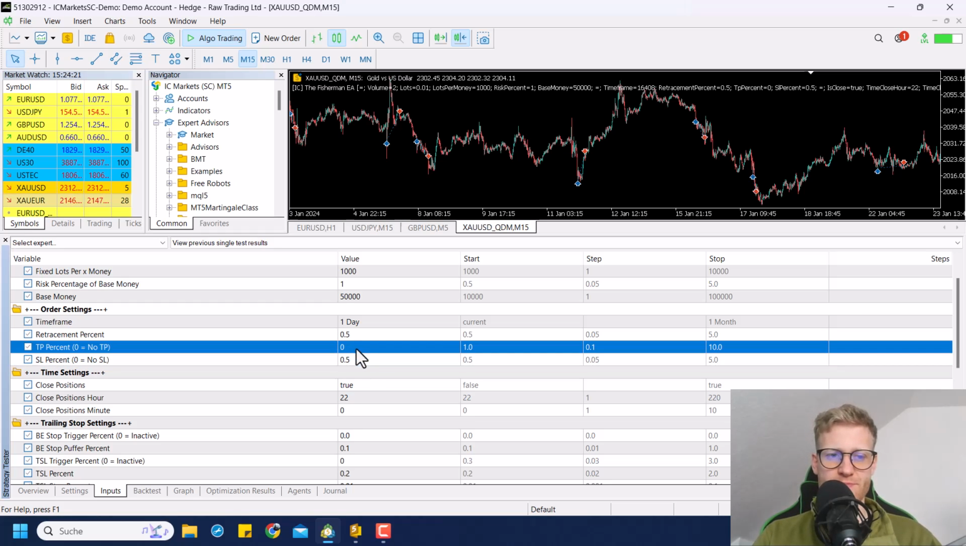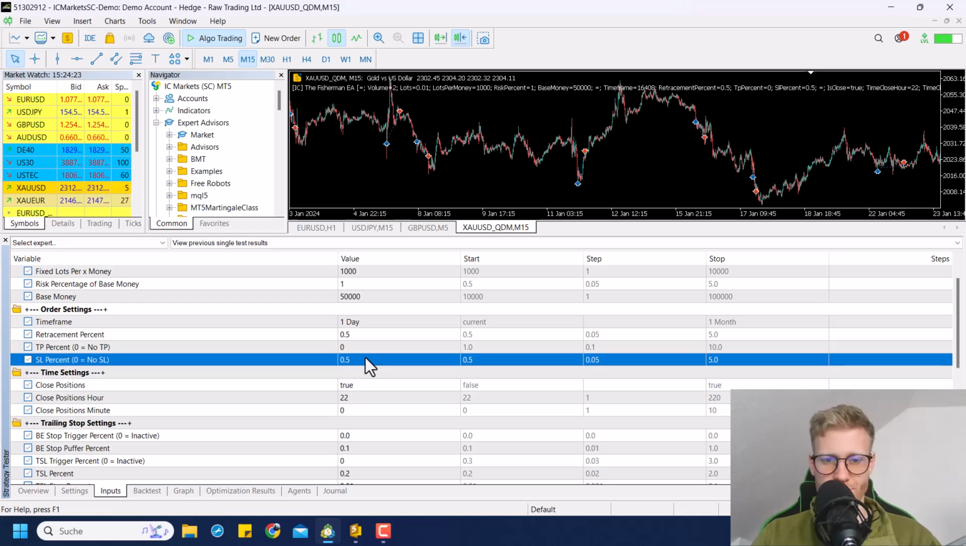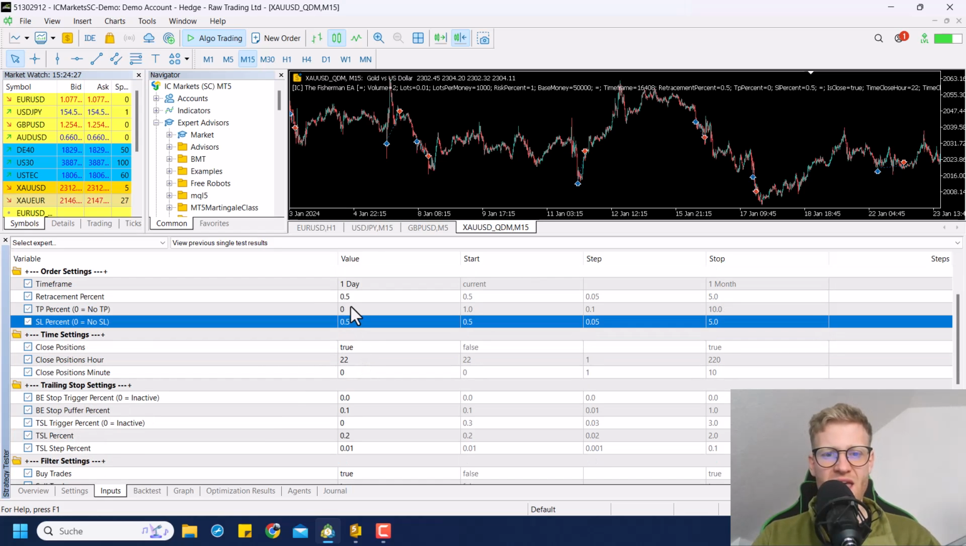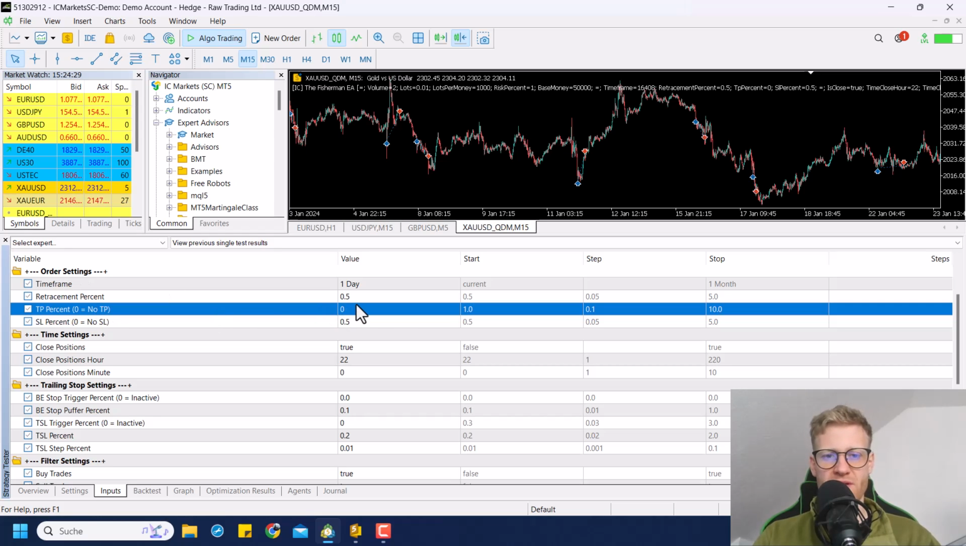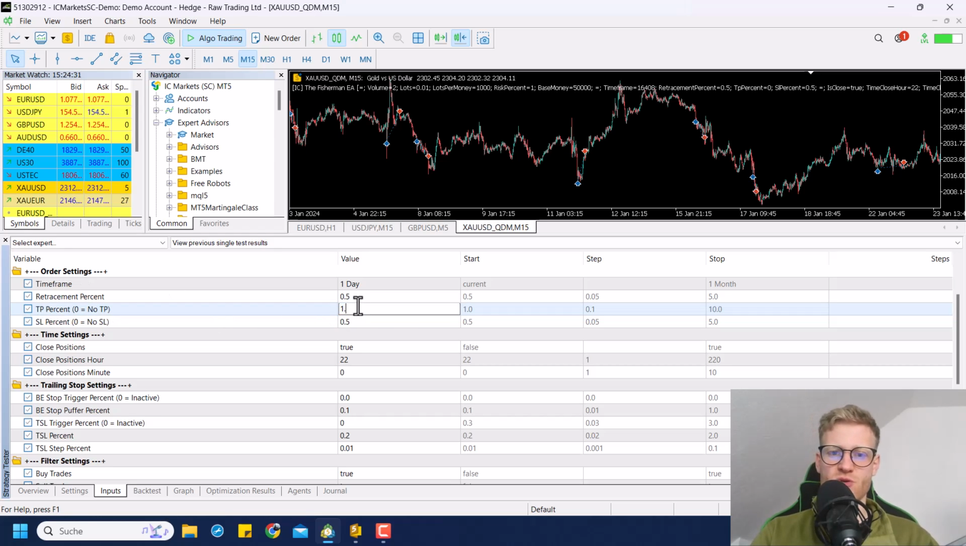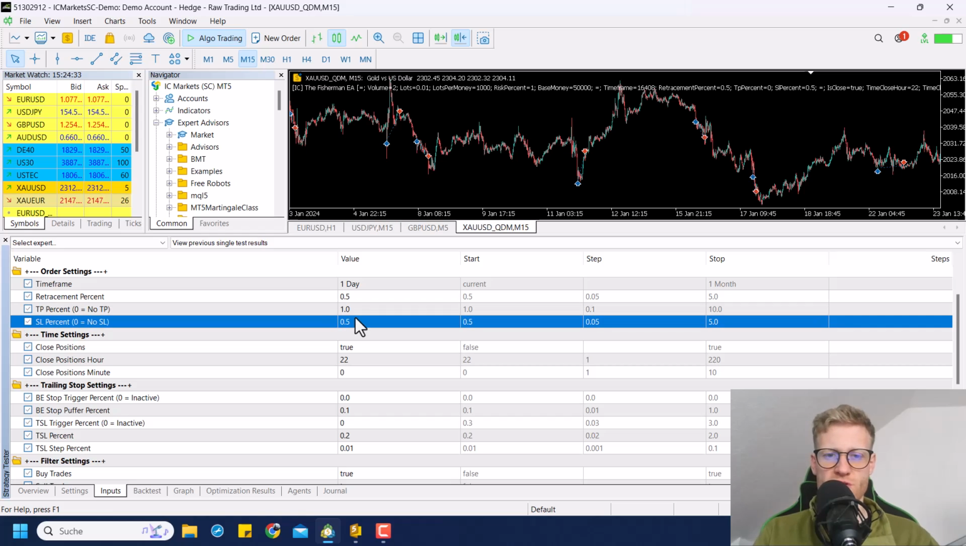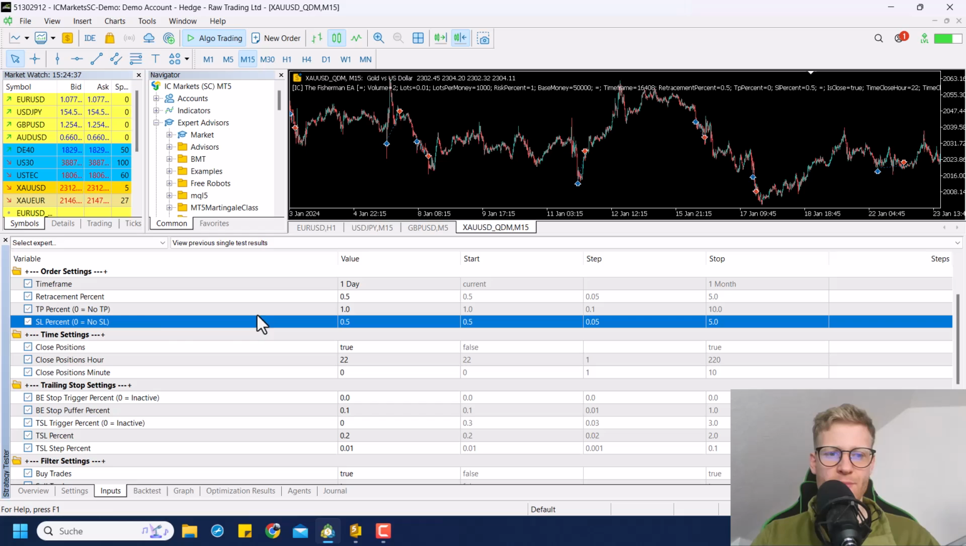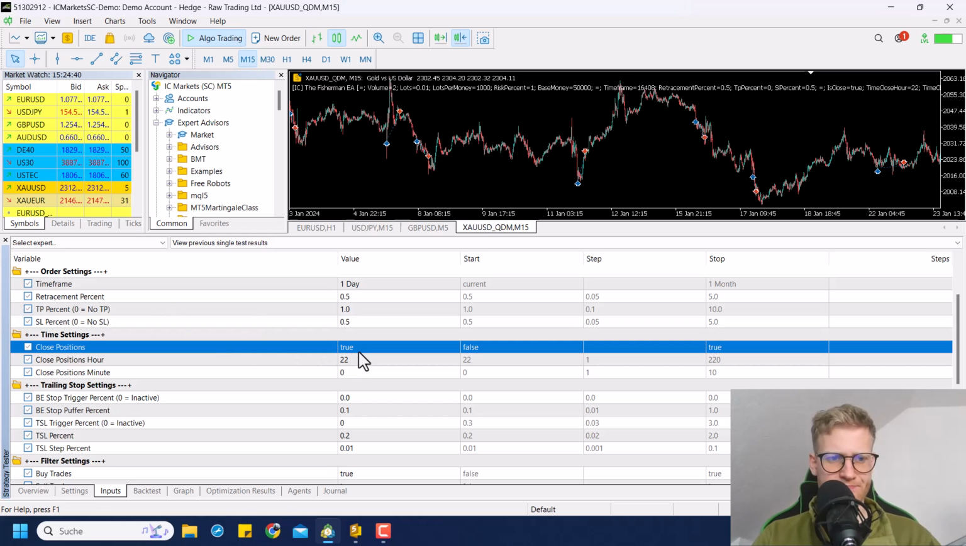Percentage here is always based on the current price or the position open price for the TP percent and the stop loss percent. If you do not want to use the TP, that's what I did here in the first test, you can say 0, but if you want to use the TP, you can just add any value greater than 0. Same goes for the stop loss percent.